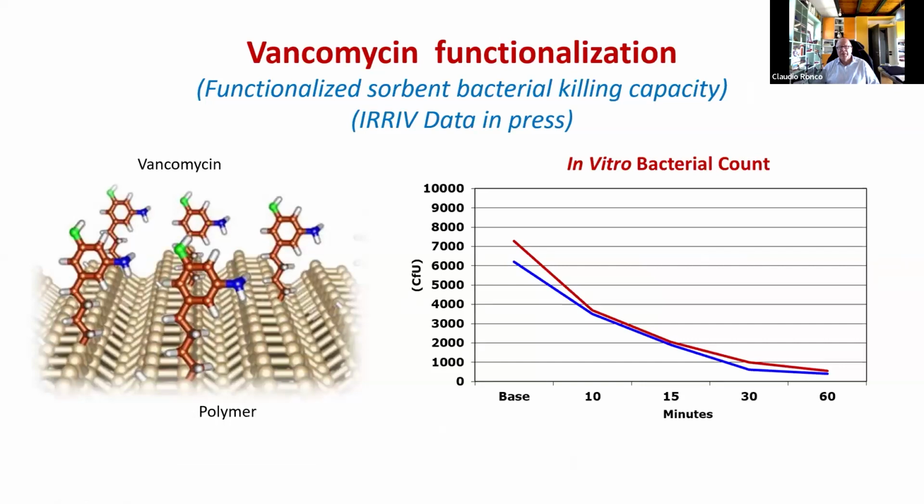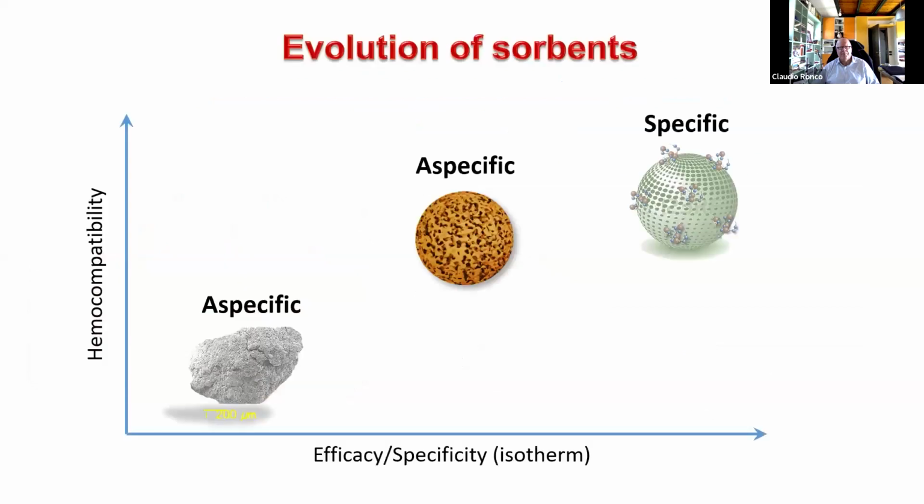Recently, we did a very interesting experiment where we functionalized the surface of the sorbent with vancomycin. By using this functionalized sorbent, we were able to show a significant bactericidal effect in vitro, showing that probably we can use functionalized sorbent with specific drugs to bring the drug to the patient without having systemic effects.